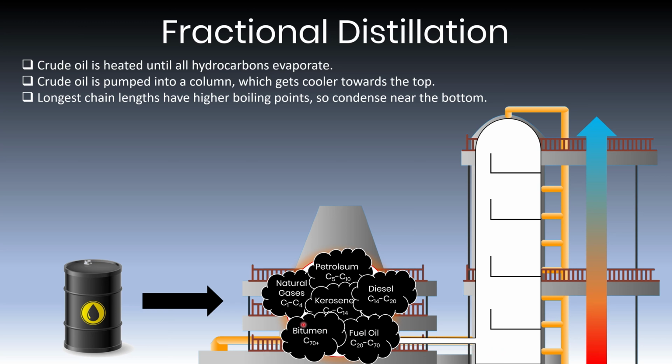So therefore, let's first take bitumen, which has the longest chain length. Bitumen I didn't talk about earlier because it's not used as a fuel. Bitumen is used for tarmac for roads and pavements. It has chain lengths of 70 carbon atoms and larger.